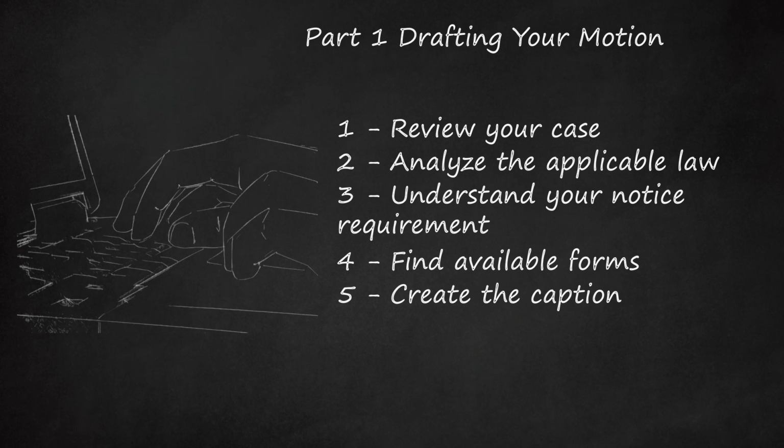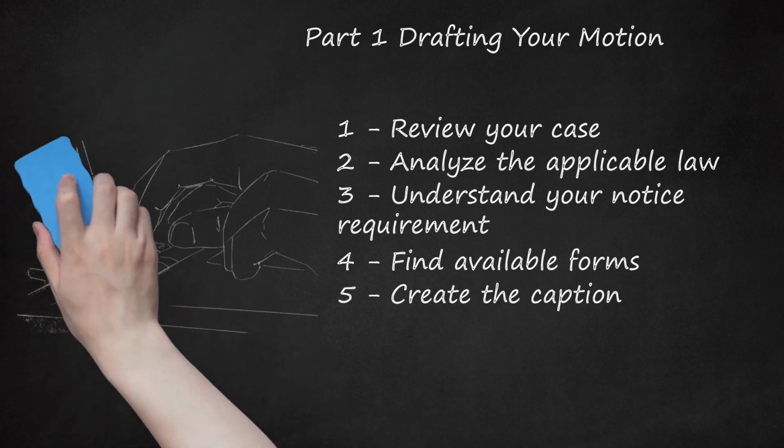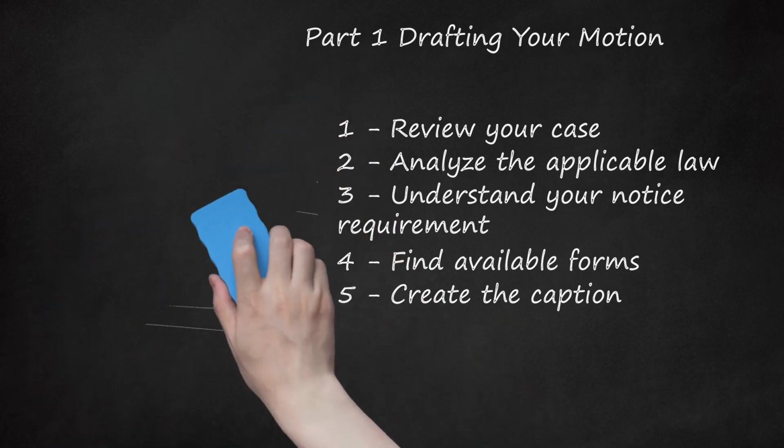They can usually be found online or in the local rules of civil procedure. The title of your motion should state, Memorandum of Points and Authorities in Support of Parties' Motion for Judgment Notwithstanding the Verdict.